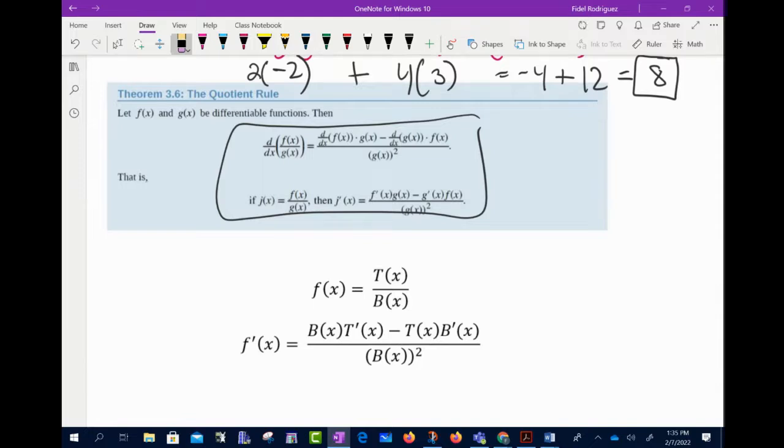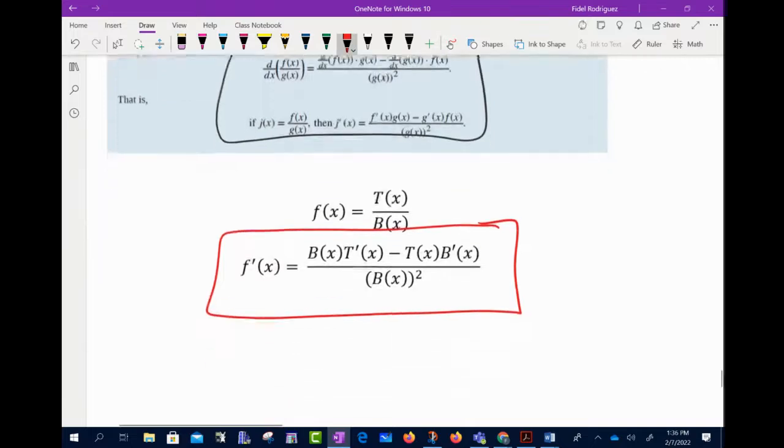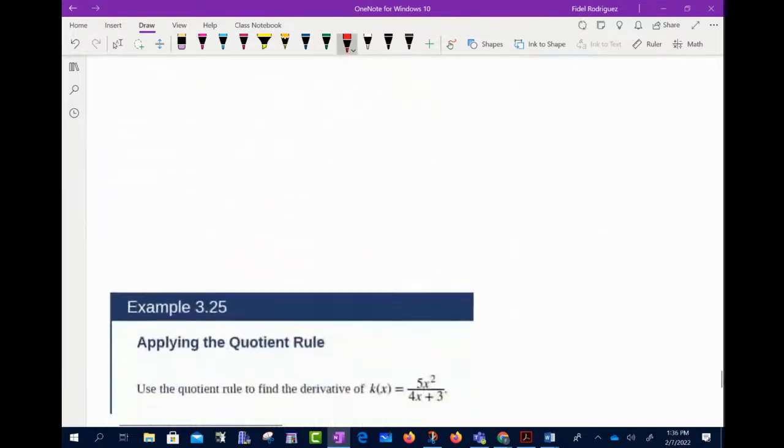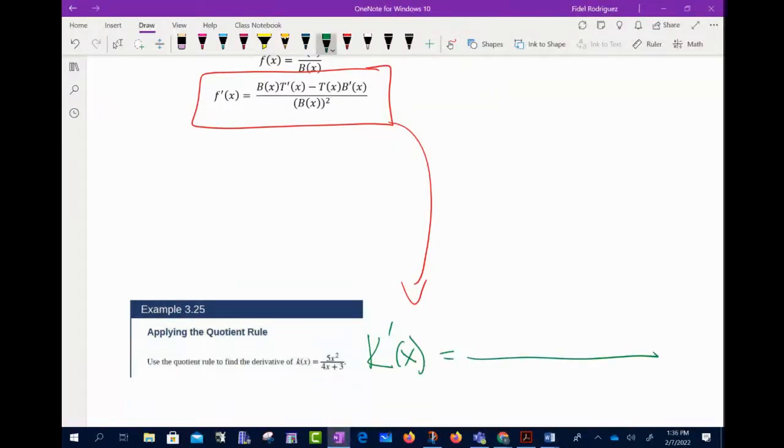Okay, so this is the rule that I'm going to use when I am finding the derivative of a fraction. The bottom times the derivative of the top minus the top times the derivative of the bottom, all divided by the bottom function squared. Okay, let's see if we got something here. Here we go. So let me do this just so I can see a little bit better. And again, y'all, I'm going to apply this rule to this problem right here. So we're going to find k prime of x. I'm going to write a big old fraction.